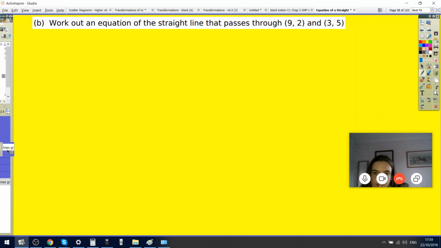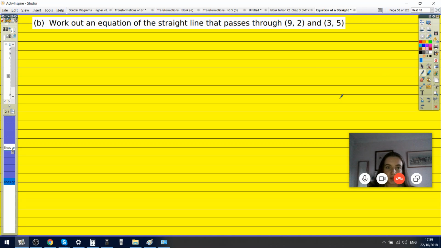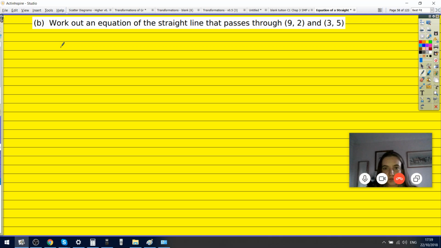How do we do this? 3 minus 9. Wait, no, 5 minus 2. Yeah. And then 3 minus 9, which is 3 over 6, which is a half. No, 3 over minus 6, which is 1 over minus 2. Yeah. Which is just minus a half, whichever way you write it. Okay, that's m. What is next?